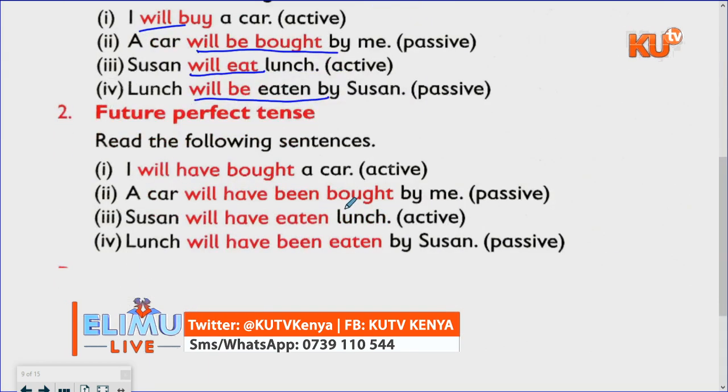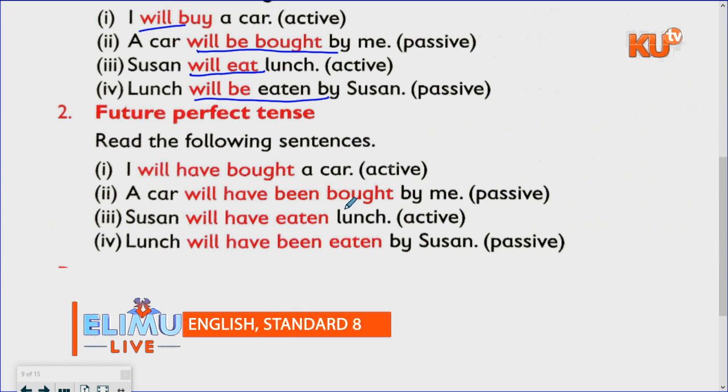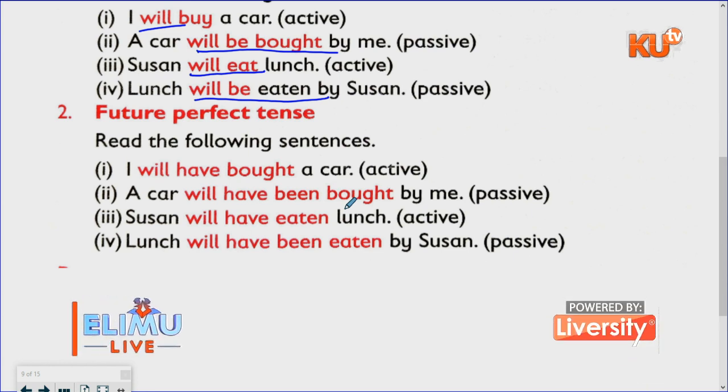Future perfect tense. Read the following sentences. The first one, I will have bought a car. It is in future perfect tense. A car will have been bought by me. So will have bought is future perfect tense. It gives a lot of students a headache. So will have bought changes to will have been bought.